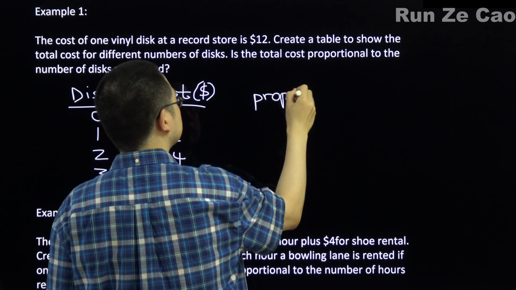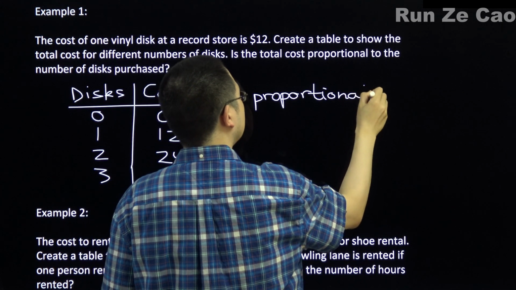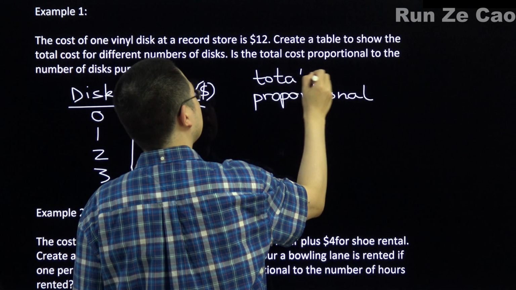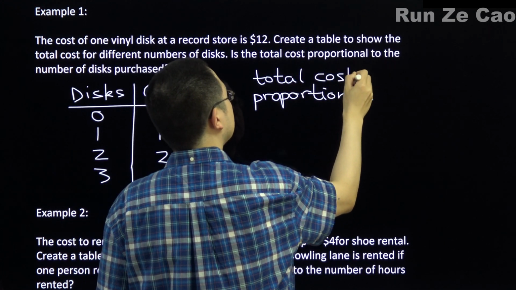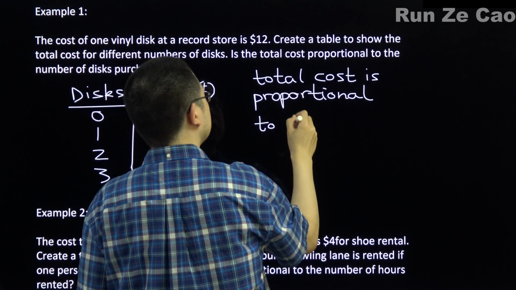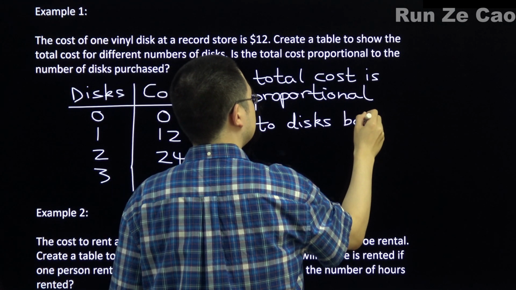So actually, we should put what's proportional to what. Total cost is proportional to discs bought.